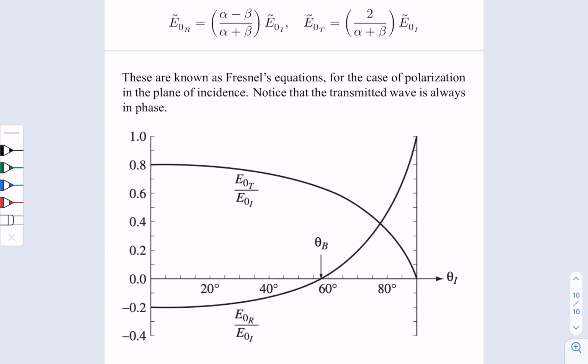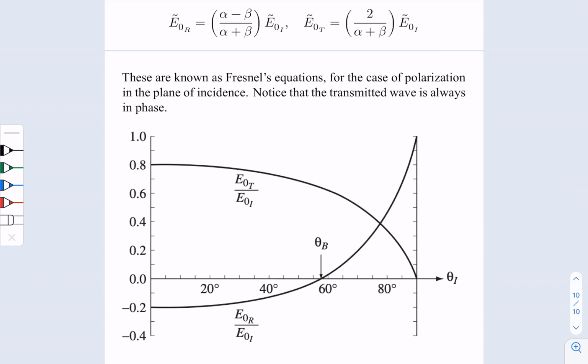But remember that this is specifically for the in-plane or the parallel polarization. So for this incident light, the transmitted E is always a decreasing function, and however, the reflected light, even though it's an increasing function, the function is strange in that it crosses zero here.